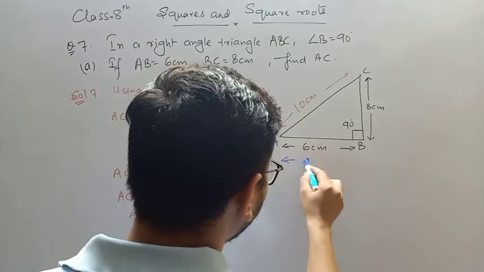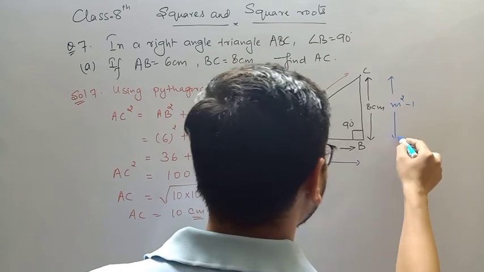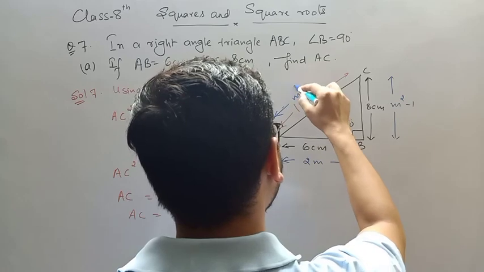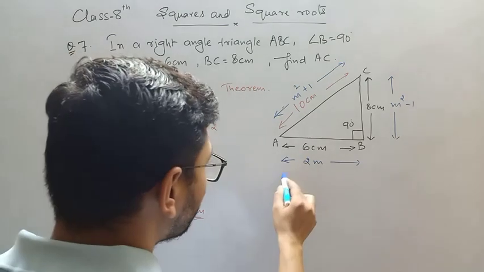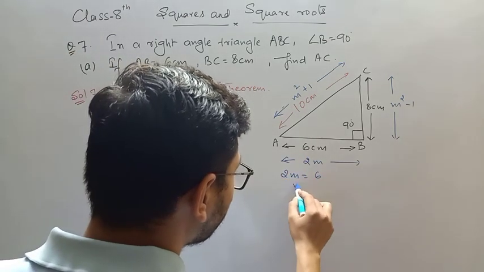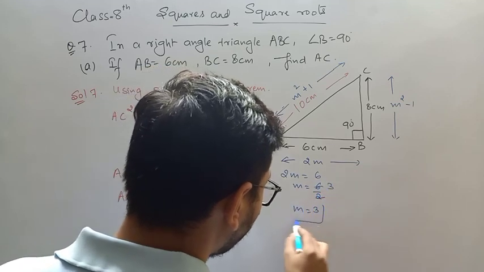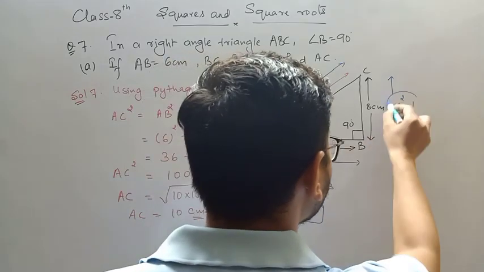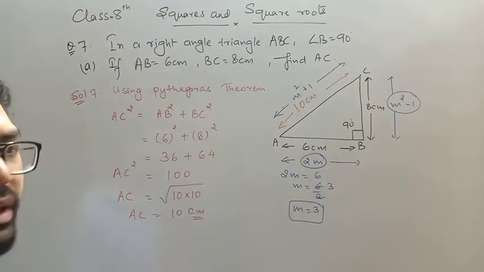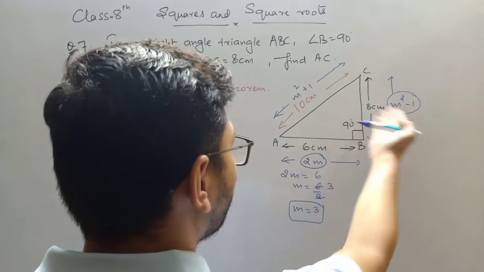Let's say this side is 2m, then this will be m square minus 1, then this will be m square plus 1. I hope this is remembered by you. So 2m is equal to 6, that is m is equal to 6 divided by 2, that is 3. So if you have a right angle triangle and one side is equal to 2m, then the other side is m square minus 1, and the third side, the hypotenuse, will automatically be m square plus 1.